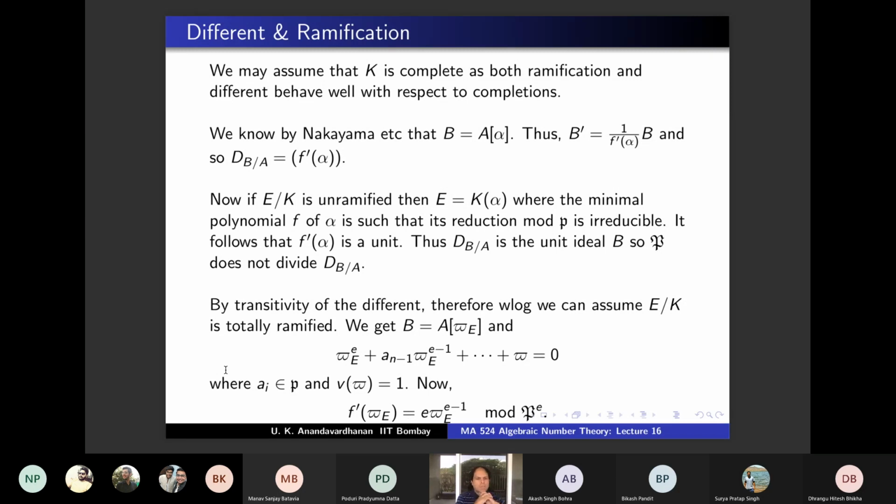Clear? Is the last step okay? So you get the Eisenstein polynomial and you take the formal derivative. You get e times pi_E^(e-1). So if e doesn't have a p in it, then the exact valuation is e-1. If e has a p in it, you don't know how many times e has a p in it. Depending on how many times it's there, it will contribute extra. So in the wildly ramified case, you only know that P^(e-1) divides. It could be a higher power. In the tamely ramified case, the power of P that divides the different is exactly e-1.